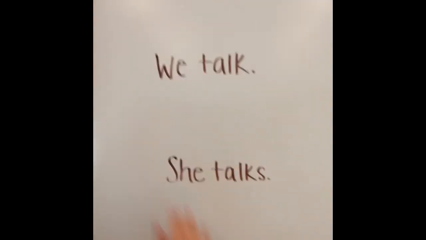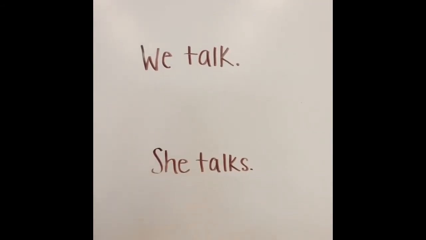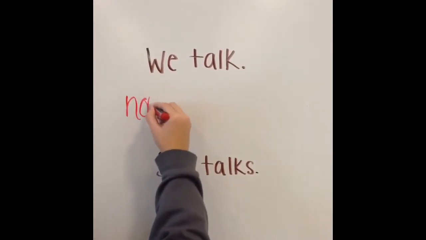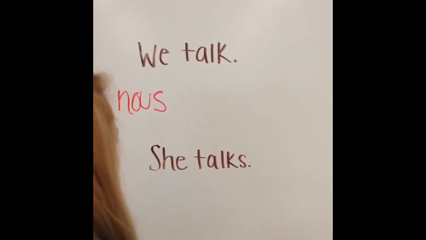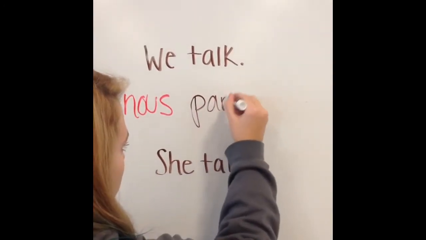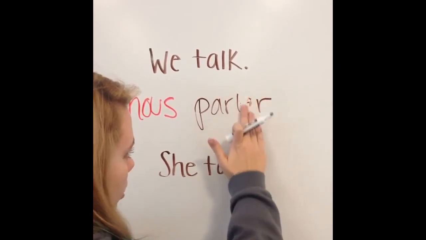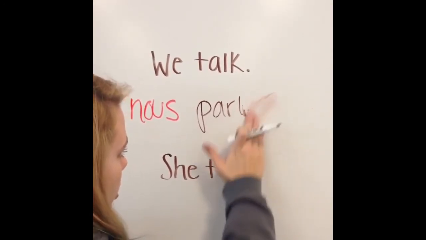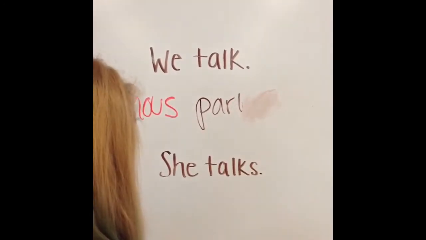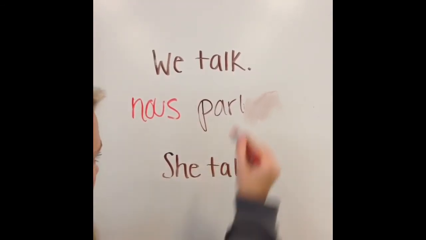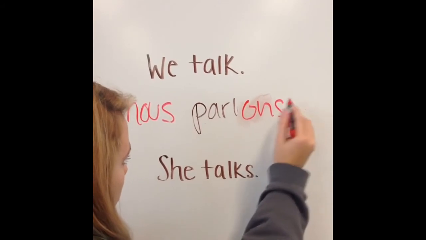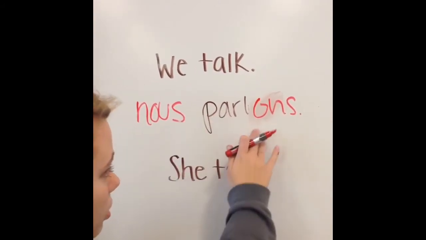So for example, we'll show you how to conjugate one. We talk in English. I write out the pronoun nous, and I have the word parler. But I take off the ER, because that's not what matches up, and I add the ending that always goes with nous, O-N-S. So that's how we say we talk.